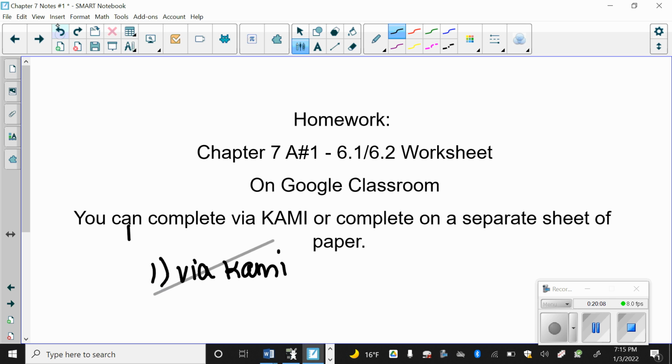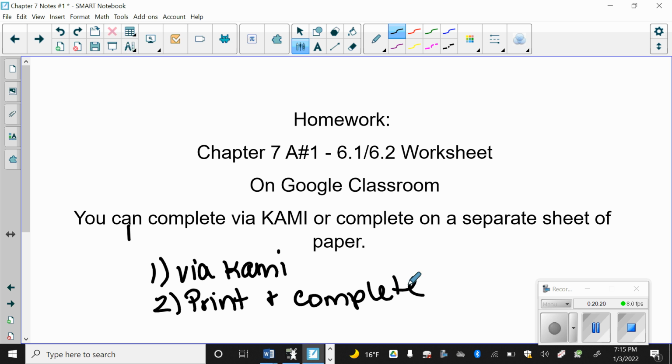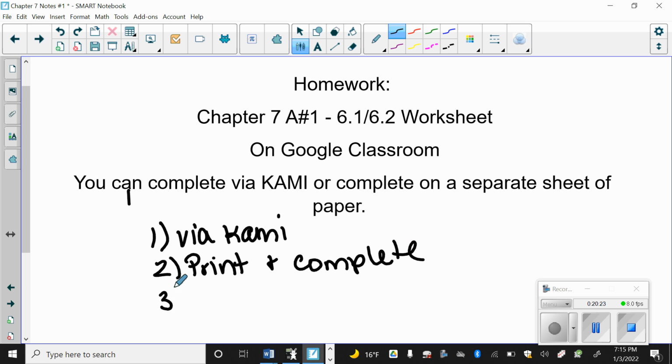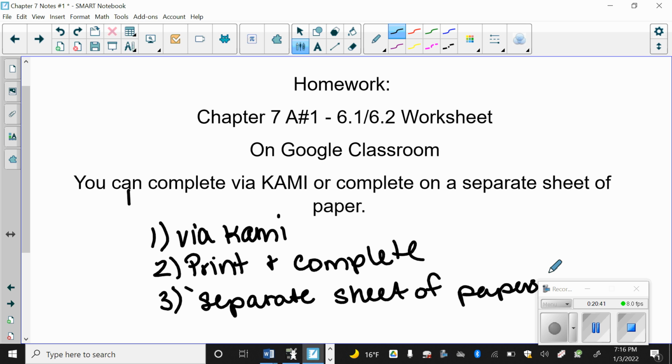The other option is if you printed this yesterday, you can use your printed copy. Or the third option is if you did not print this last night, but you don't want to use Kami, you can do the work on a separate sheet of paper. Answers are at the bottom of the worksheet, so please make sure you check your answers once you're finished. When you are done, show the substitute teacher that you are done.